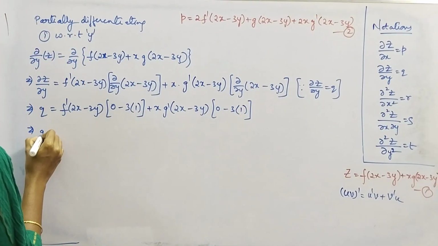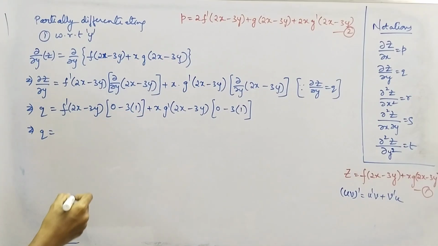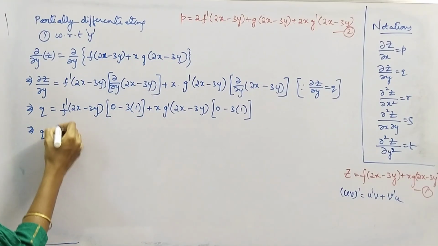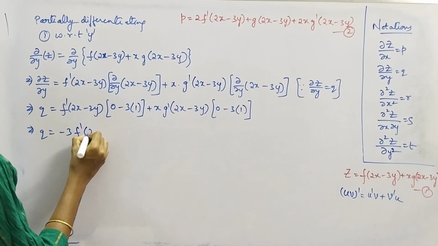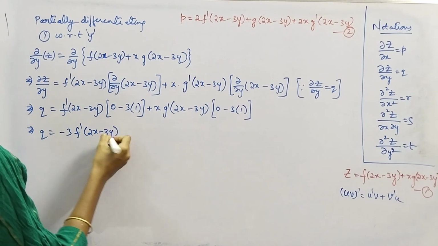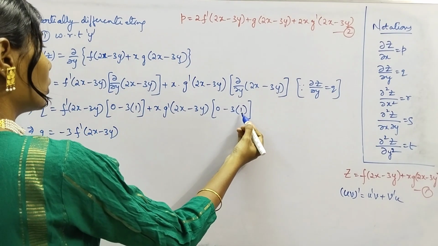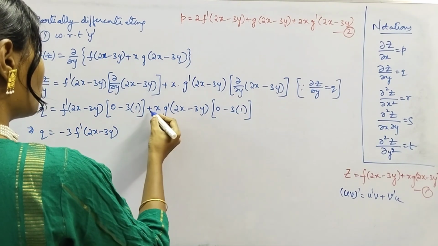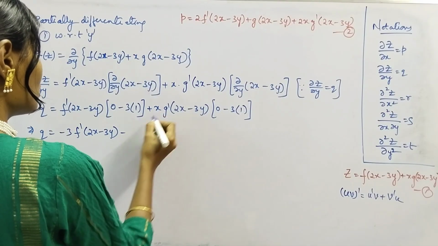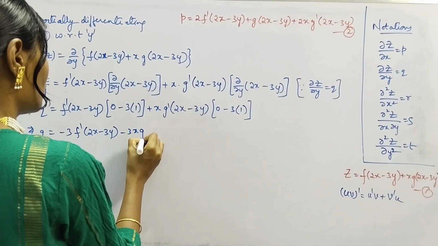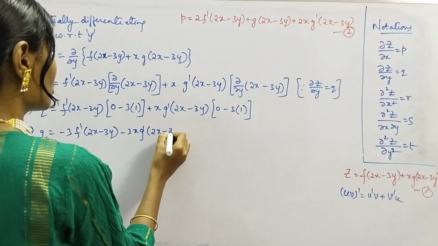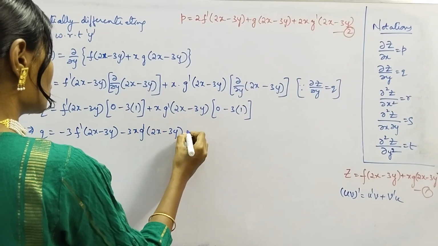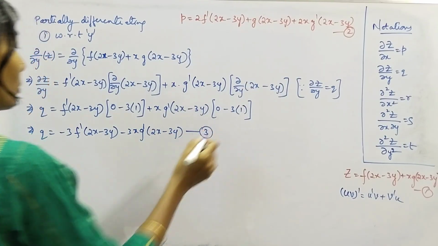This gives us q equal to 3 into 1 is 3, 0 minus 3 is minus 3. You will get minus 3 f dash of 2x minus 3y, and here you have 3 into 1 is 3, 0 minus 3 is minus 3, minus into plus is minus, 3x g dash of 2x minus 3y. Consider as equation number 3.